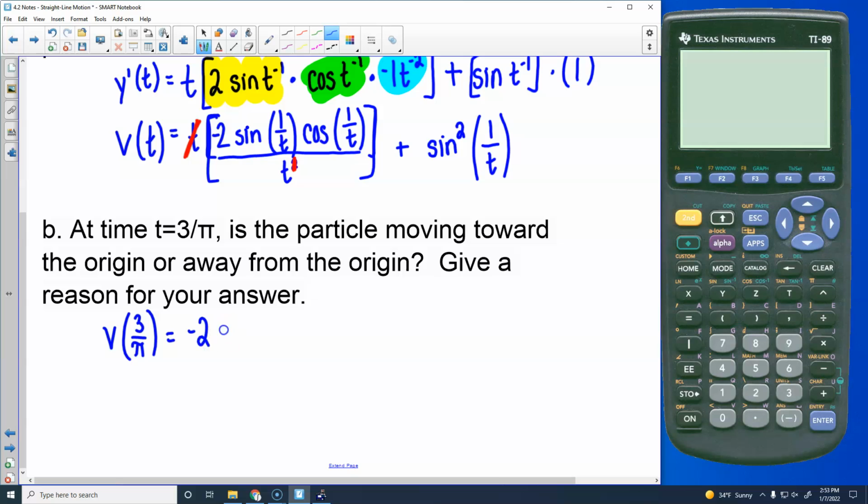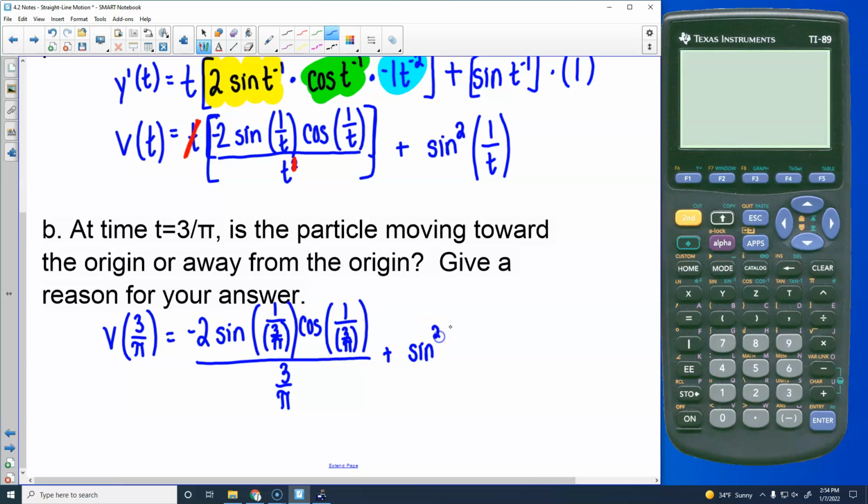I'm going to have negative 2 sine of 1 over 3 over pi, cosine of 1 over 3 over pi, over 3 over pi, plus sine squared of 1 over 3 over pi. Okay, this is calculator inactive.